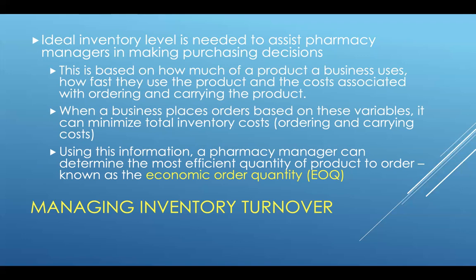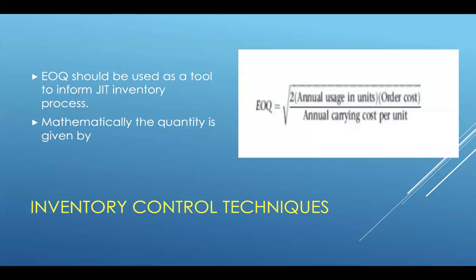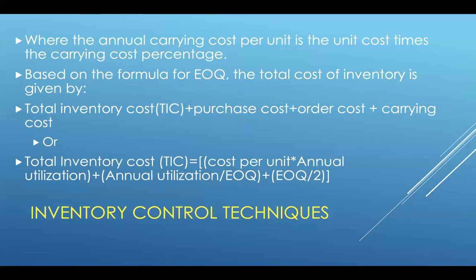So using this information as a pharmacy manager, we can determine the most efficient quantity of product to order, known as the economic order quantity. The economic order quantity should be used as a tool to inform us for just-in-time inventory. We can look at this as the square root of 2 times our annual usage in units times the order cost, divided by our annual carrying cost per unit, where the annual carrying cost per unit is the unit cost times the carrying cost percentage.